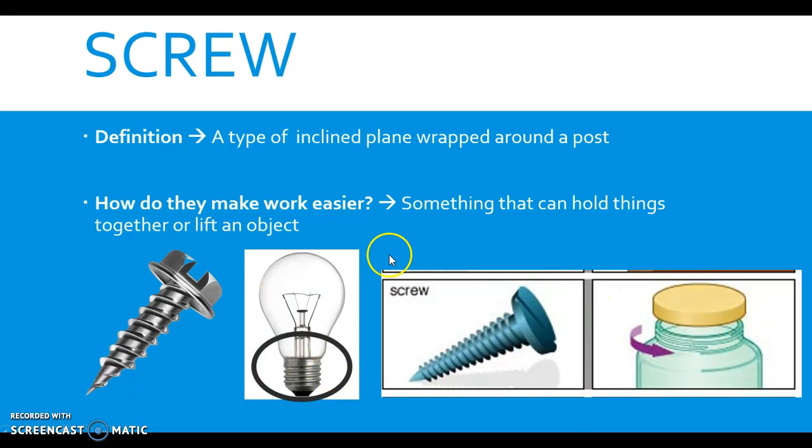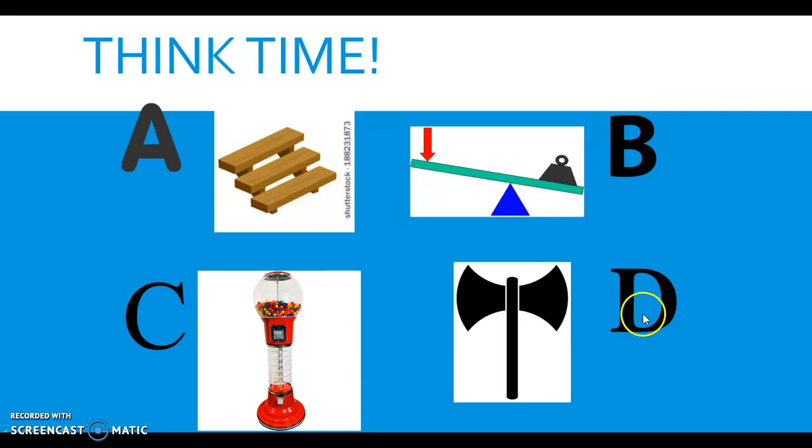The point of a screw is to help objects stay closer together. For example, this type of metal screw holds two pieces of wood together. This light bulb screw thread helps connect the light bulb to the electrical component, and the jar lid screws onto the jar. So again, think time. Which one of these is a type of screw? Is it A, B, C, or D?